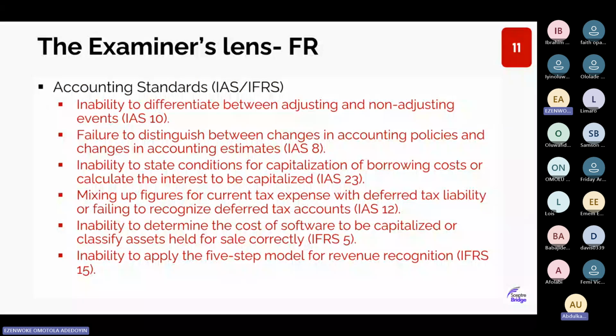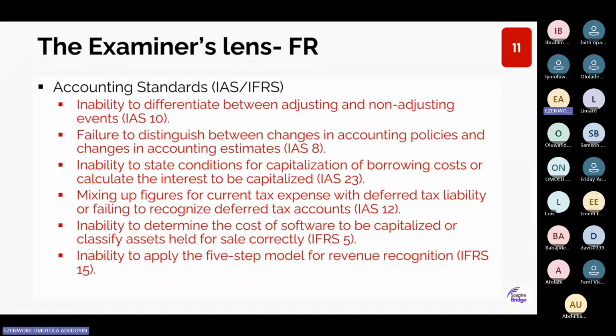The examiners are saying that some of these standards are being confused by the students. Students are not able to differentiate what adjusting and non-adjusting events are. So these are very important. What are those things that can be adjusted, right? What are those things that happen after the financial report? So you need to know what those things are. IAS 8, ability to distinguish policies, estimates, and errors, changes in accounting estimates, conditions.